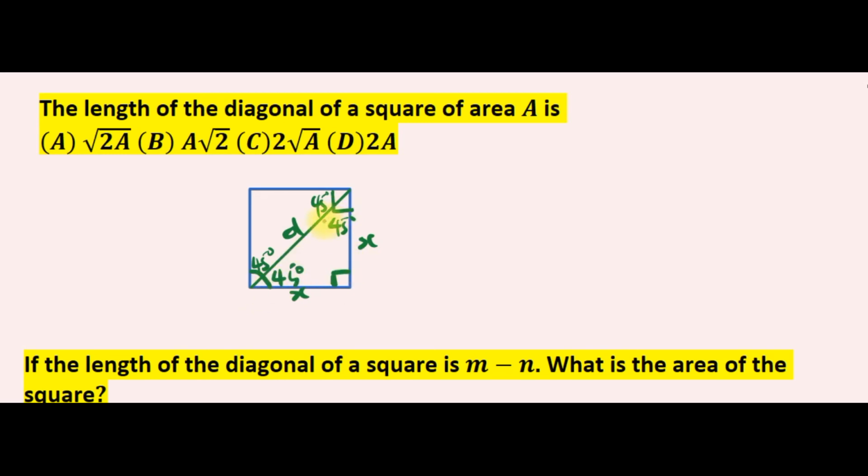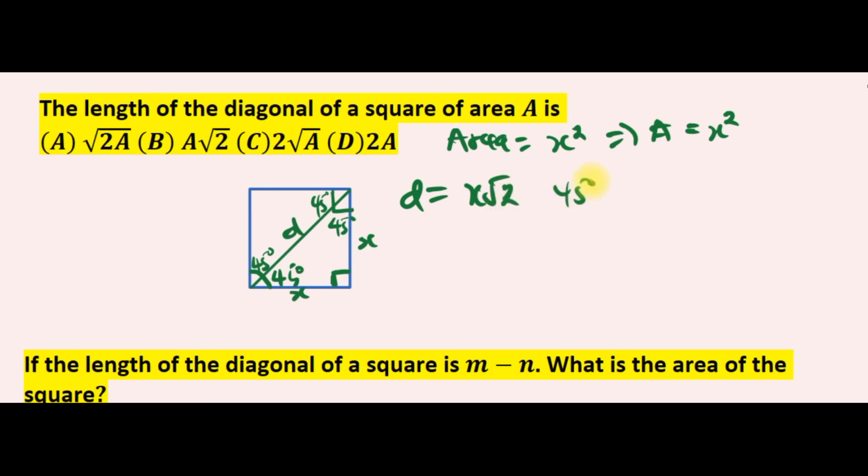So we want to get the value of d in terms of area. We know that the area of a square is x squared. That's the first thing we do. And they gave us area as A. So A equals x squared. We want to get the diagonal. From here, there's what we call the 45, 45 triangle theorem, that the diagonal will be x times root 2. We call it the 45, 45, 90 triangle theorem.